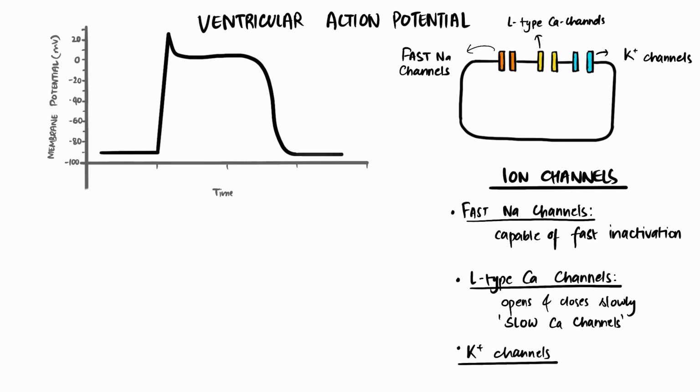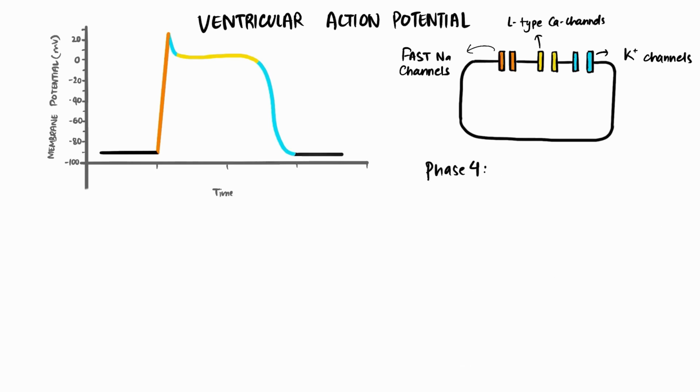Now, let's look at the diagram showing the ventricular action potential. So you've got that resting membrane potential sitting at minus 90 millivolts. Then you can see that initial spike and then that initial repolarization, which is followed by a plateau, and then there is an abrupt repolarization. And these are the different phases of action potential.